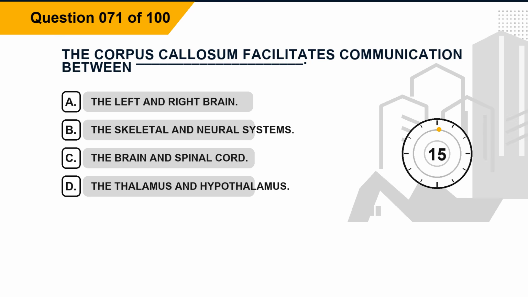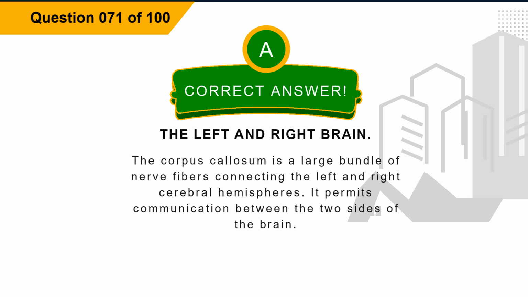Question 71. The corpus callosum facilitates communication between blank. Option A, the left and right brain. Option B, the skeletal and neural systems. Option C, the brain and spinal cord. Option D, the thalamus and hypothalamus. The correct answer is option A, the left and right brain. Explanation. The corpus callosum is a large bundle of nerve fibers connecting the left and right cerebral hemispheres. It permits communication between the two sides of the brain.